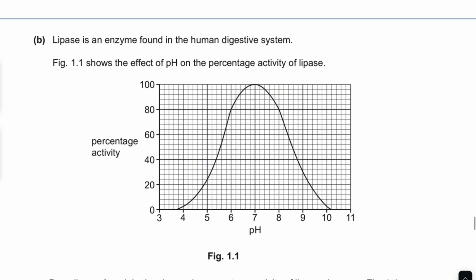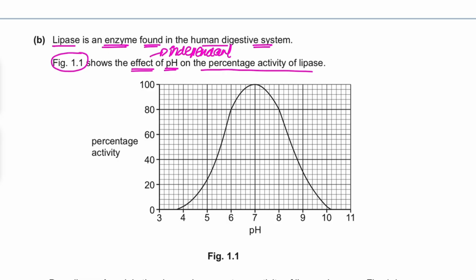If I were to move further, they tell us that lipase is an enzyme found in the human digestive system. What we know is that lipase breaks down fats into fatty acids and glycerol. Now they have given you figure 1.1, and they are showing you the effect of pH on the percentage activity of the lipase. The pH we would have changed, so it would act as a variable, and this would be the independent variable. Since we are calculating the percentage activity of the lipase, this for sure would be acting as the dependent variable because we would have measured it by changing the pH.